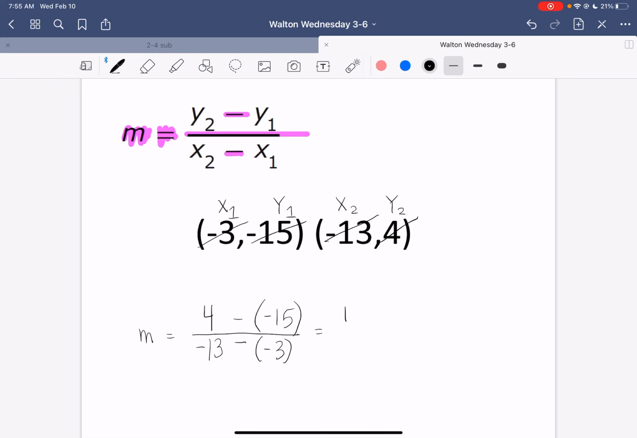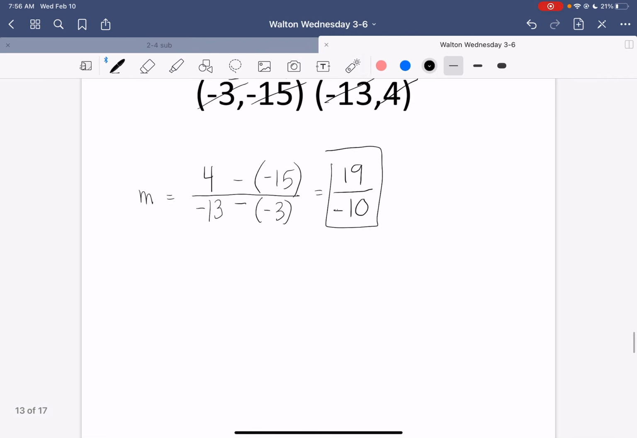So that gives me a positive 19, because remember minus a negative. And then we have a negative 13 minus a negative 3. So these are all very important to include. So now we have a negative 10. So this overall cannot be simplified anymore, and so we leave our fraction as 19 over negative 10. And that is going to be the answer there. And I'm going to scroll to the next one.